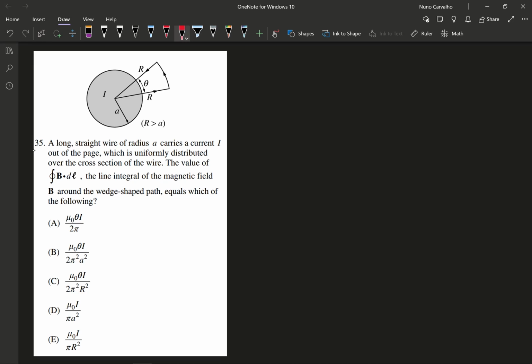Well, this is really just Ampere's law, and it's actually not much more complicated than that. It's a pretty straightforward question, which means we just have to figure out what is the enclosed current here. And since it's uniformly distributed, the current for the entire circle is going to be I, but the current for just this wedge is going to be given by whatever proportion of the total area it takes up, which is to say it's really just going to be theta over 2 pi. And you can think about why that makes sense.